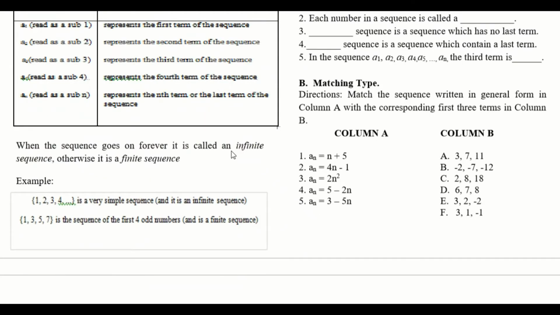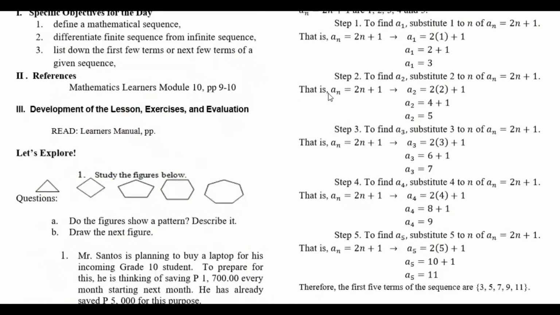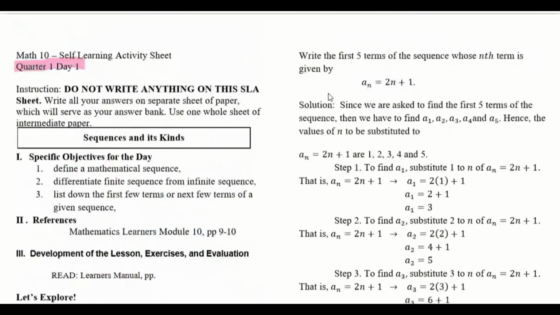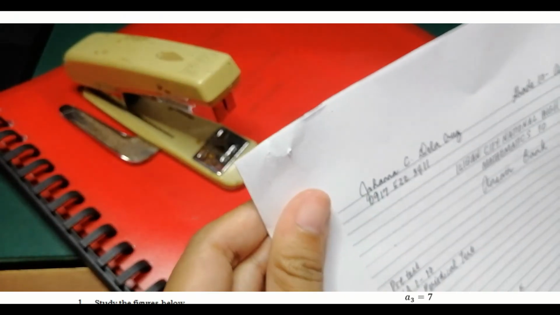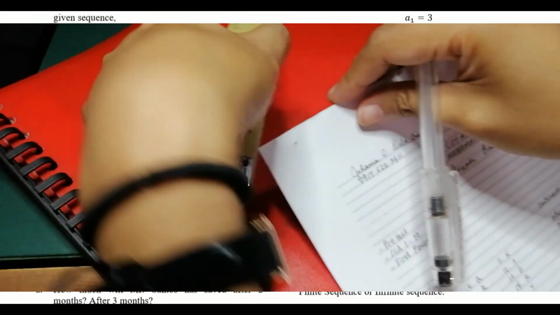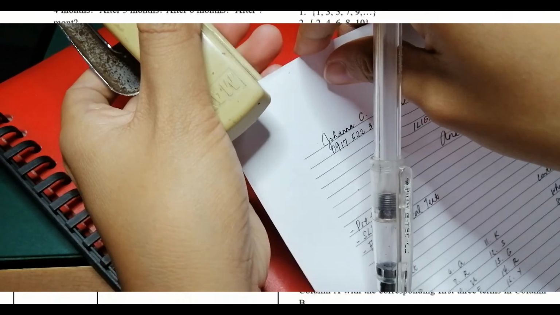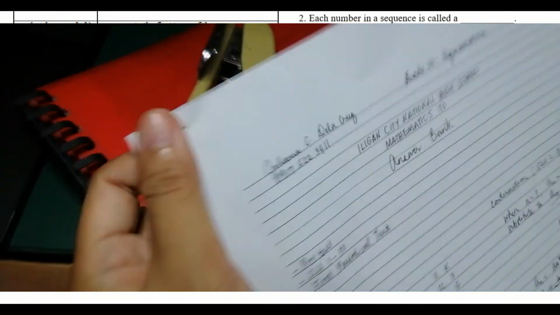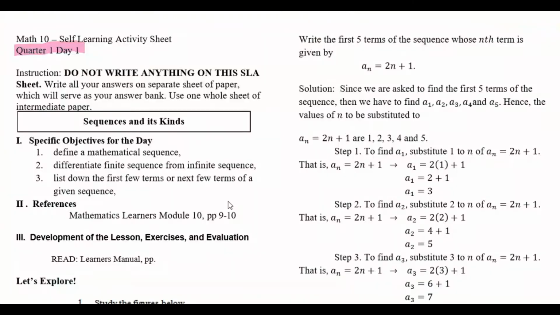You are not allowed to write anything in your SLA sheets. Provide another paper or your own notebook for your notes and exercises, and provide a one-whole intermediate paper or a yellow paper or a bond paper of any size, whichever is available to you, to write down your answers and the solutions. We call this your answer bank. The answer bank will be submitted along with returning your learning packets.